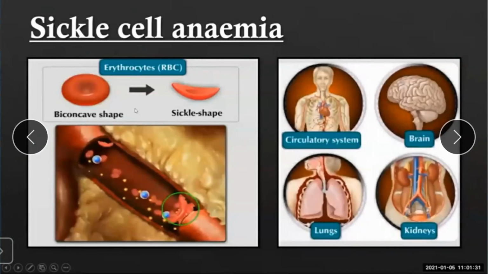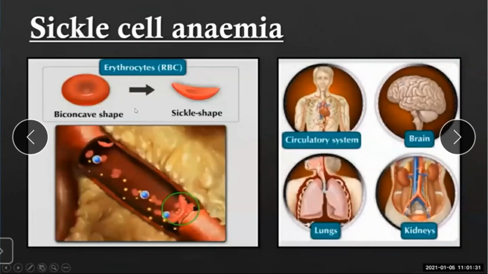Due to this, the erythrocytes or red blood corpuscles, which are normally biconcave, become sickle shaped, and this condition is called sickle cell anemia. The oxygen carrying capacity of hemoglobin in such individuals is very low, and due to this, clumping and thereby destruction of erythrocytes occurs most often.